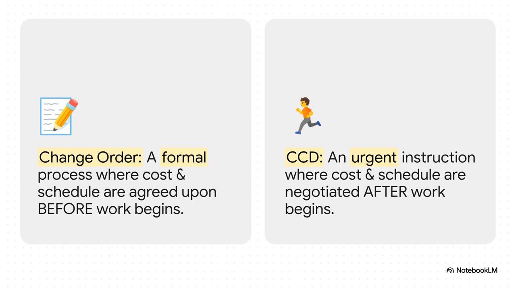And just to add another layer here, there are really 2 main ways this can go. You have the change order, which is that deliberate formal process we just talked about. But for really urgent stuff, there's the Construction Change Directive, or CCD. This is basically an order to do the work now, we'll figure out the cost and time later. It's great for keeping the project moving, but boy, is it a gamble. It can lead to some major arguments down the road.